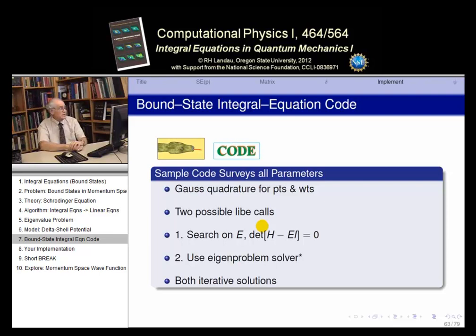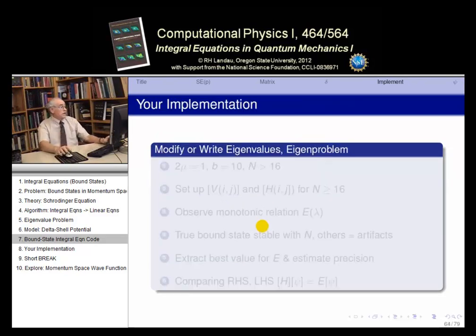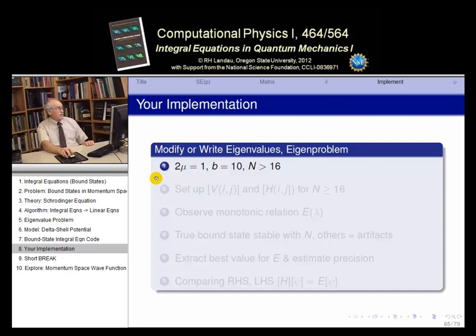But that's like the rest of us. So go ahead and try them out. It's a real problem. Vary the lambda values and so forth. So what should you do? Start off with some values. Take 2 mu equals 1, b equals 10. Use at least 16 integration points for precision, because then I can show you the results we've gotten.